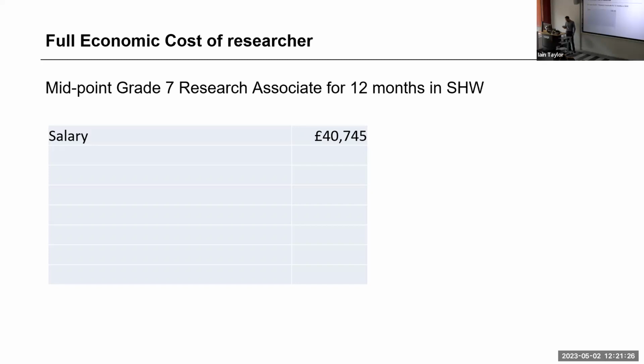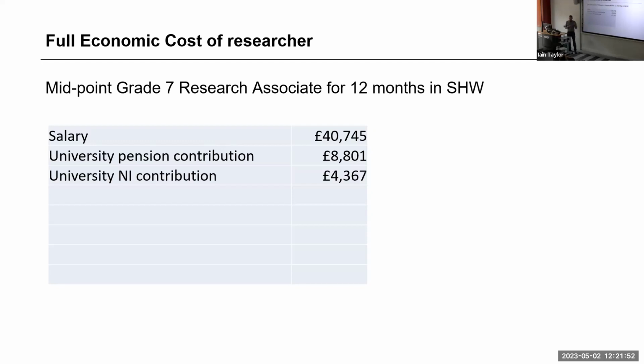So the salary of a grade 7 RA is about £40,000 at the moment, if they're in the middle of the grade. Then the university's pension contribution on average for someone at this grade that's part of the USS scheme would be about £8,800.